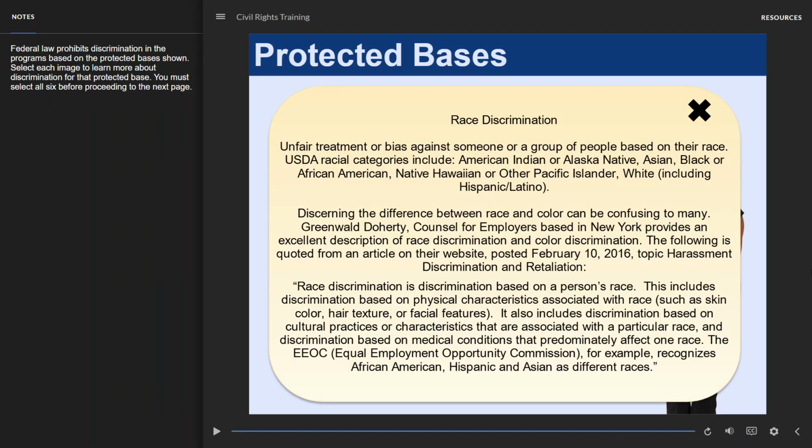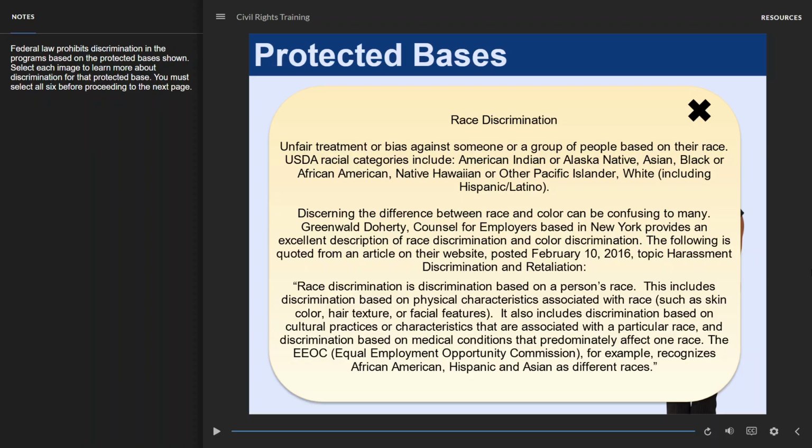Race discrimination. Unfair treatment or bias against someone or a group of people based on their race. USDA racial categories include American Indian or Alaska Native, Asian, Black or African American, Native Hawaiian or other Pacific Islander, white, including Hispanic Latino. Discerning the difference between race and color can be confusing to many.